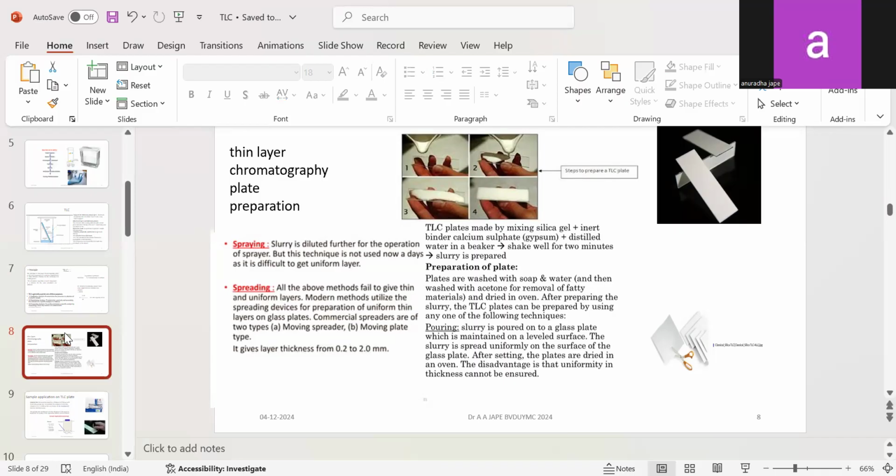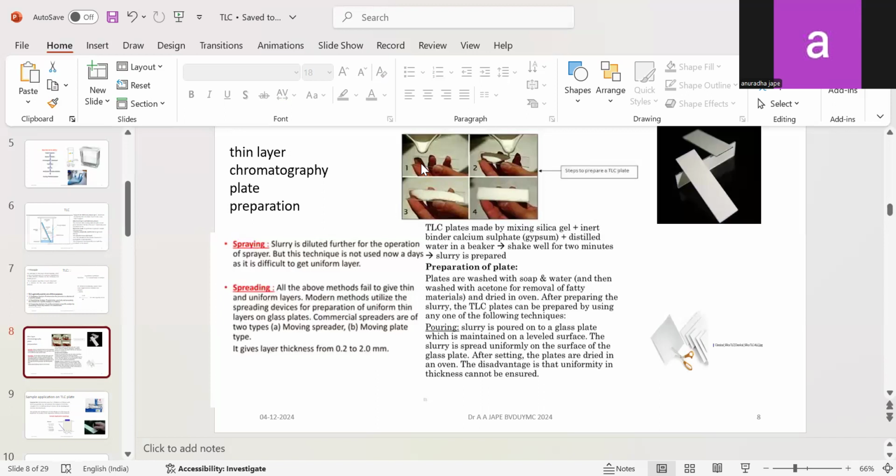Generally 20 centimeters square is the size of the plate, and at one end we start spreading the slurry. So you are going to pour the slurry on one end of the slide, and then you are going to spread it to the other end of it. So the slurry is going to move progressively to the other end. It needs to be done in a manner that the thickness of the slurry, that is the layer which is going to be formed, should be uniform, and thickness should not be more.